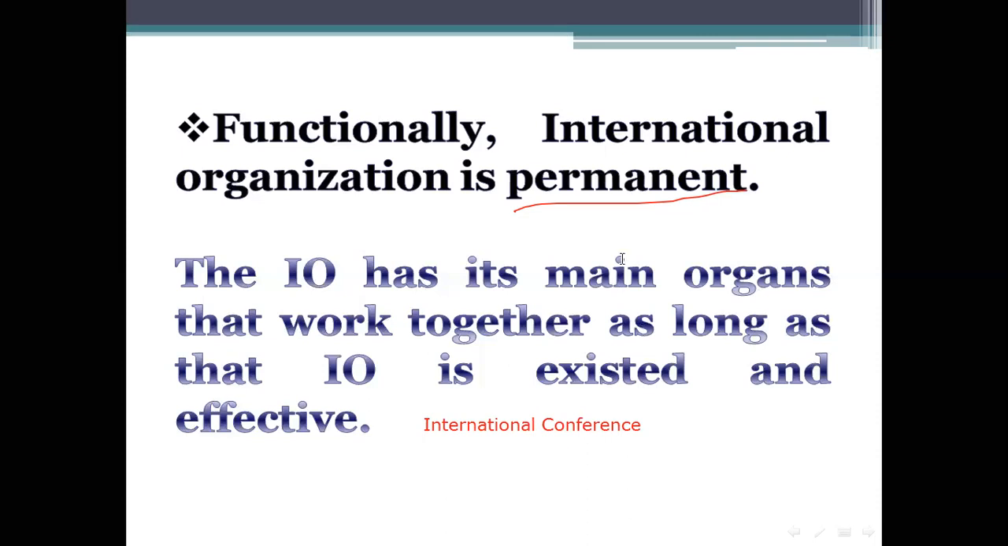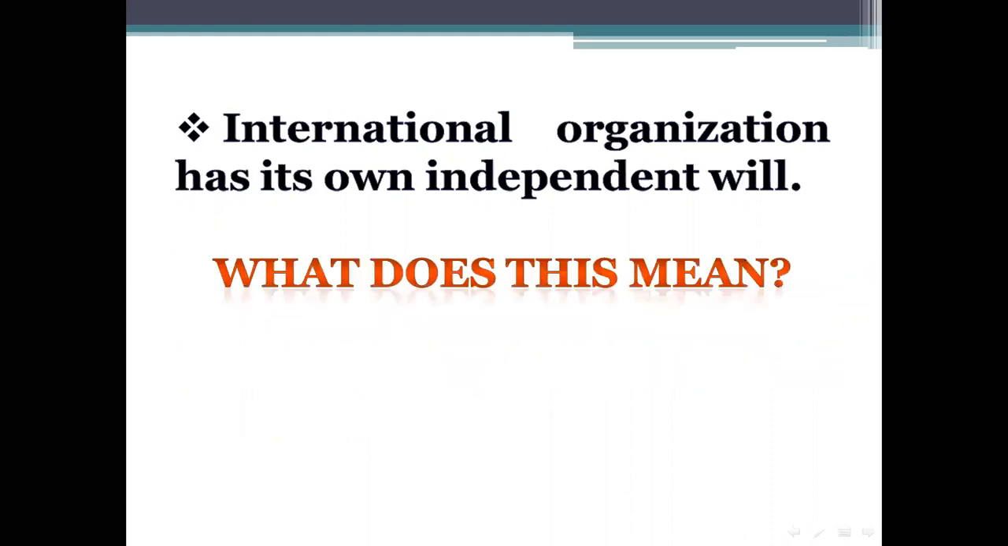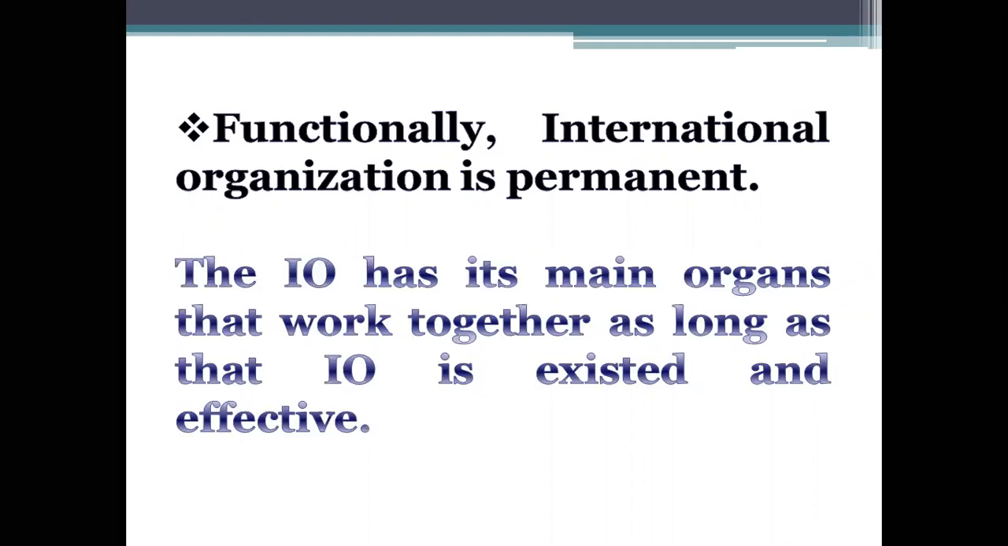However, in the international organizations, the wills of these states are gathered in order to be united in the shape of the international organization and in a permanent way. Okay, so that's what we mean by the international organization as a permanent entity. This is regarding the first characteristic of international organization.